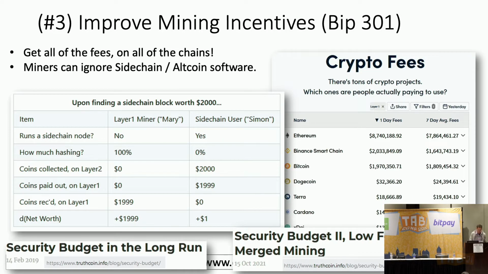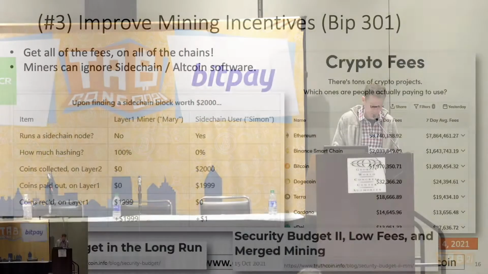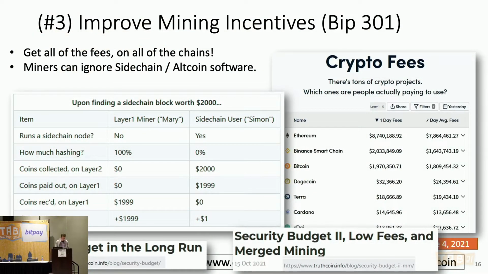So the third and last aspect here, this is the only one slide here. It's a couple parts, but it's very short. We want to improve mining incentives. So this is technically BIP 301. I separated the 2 BIPs to make them both easier to read, but I think anyone with a brain who uses BIP 300 will also use BIP 301, blind merge mining.